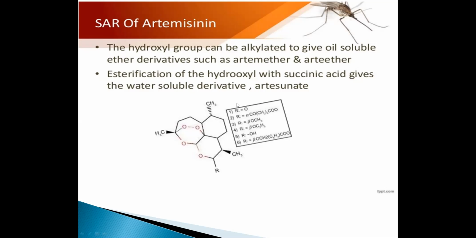So what happens? The oxygen, the OR over here, if it forms an ether, then it forms arteether, and it increases your oil solubility. Whereas esterification of your hydroxyl group with succinic acid gives your water soluble derivative, that is artesunate. Okay, so this is your basic SAR of artesunate.